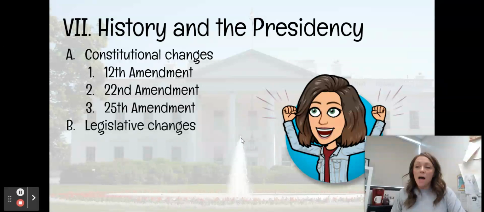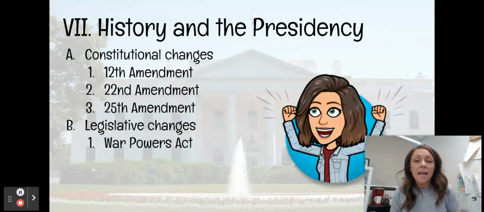We've also seen some legislative changes in the power of the presidency. And the big change that we want to look at today is the War Powers Act. This was passed in 1973, and the War Powers Act deals specifically with the president's authority to send troops into combat.